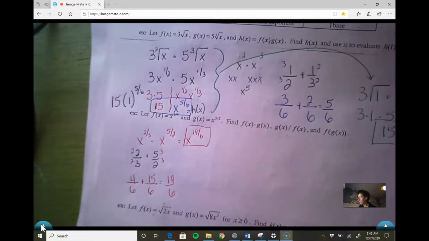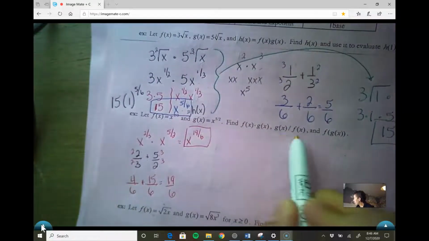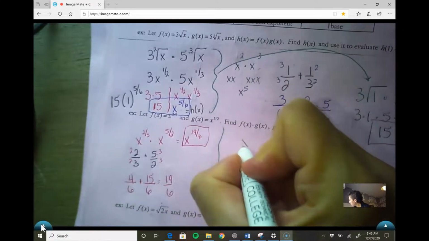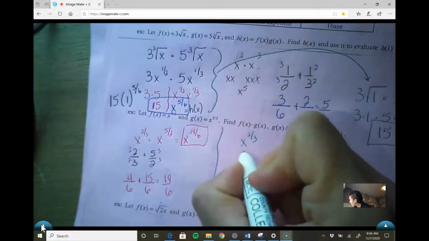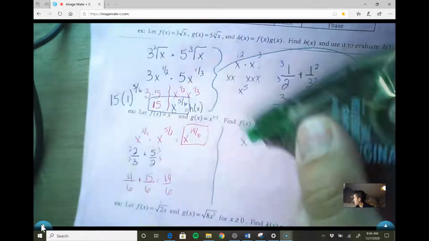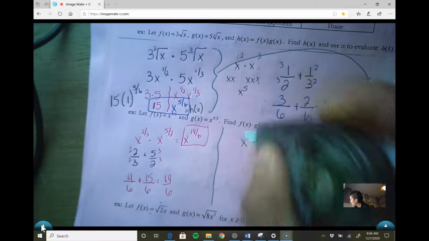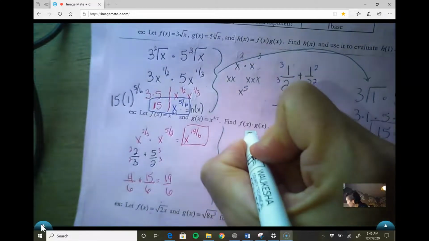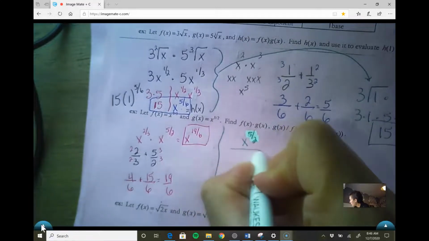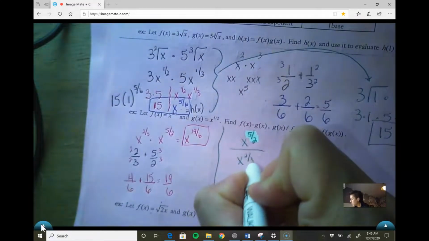So you don't have to be great with fractions in order to get through this section. All right, let's go to the next one, where we're going to divide them. So we're going to take x to the 2/3, and we're going to put it over... It's g of x, that's on top in the numerator. So x to the 5/2 is my numerator over x to the 2/3.